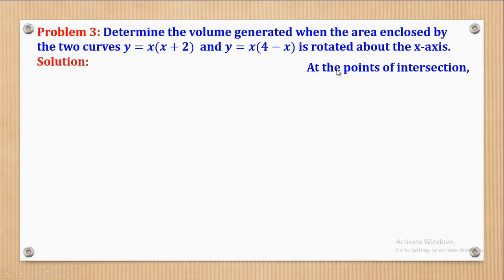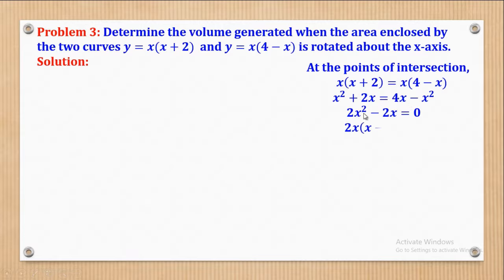So at the point of intersection, the two curves have equal values of y, so we equate the two, and when I open brackets, I'll come up with that, and when I simplify, I'll come up with that, and when I factorize, I'll come up with that, and that means that 2x equal to 0, implying that x will be equal to 0, or x minus 1 is equal to 0, implying that x will be equal to 1. Now these will be our limits. The lower limit, the smaller one, becomes the lower limit, and the one which is greater becomes the upper limit.